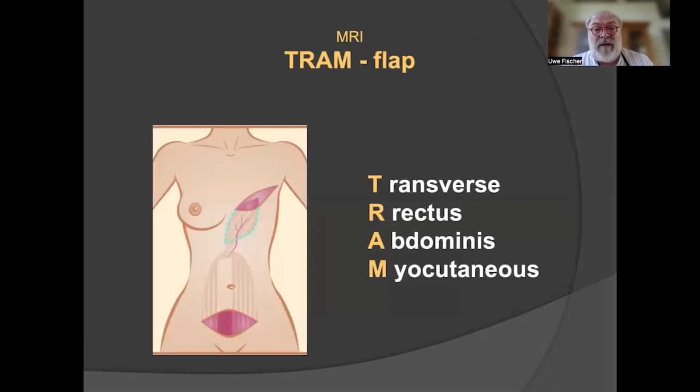Next, we have the TRAM flap that's coming from the abdominal structures, and the flap is used to fill up the volume of the breast, and the vascularization is still the same as before. The surgeon will put this flap from the abdominal part into the breast subcutaneous. This is called the transverse rectus abdominis myocutaneous flap.